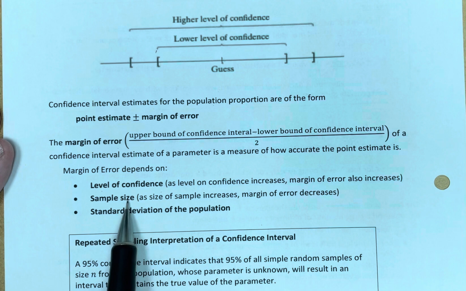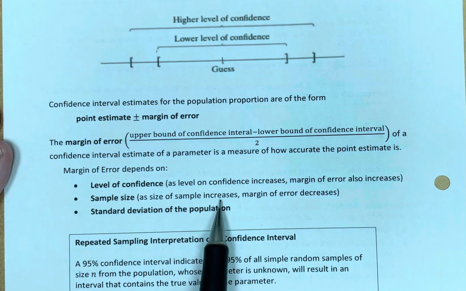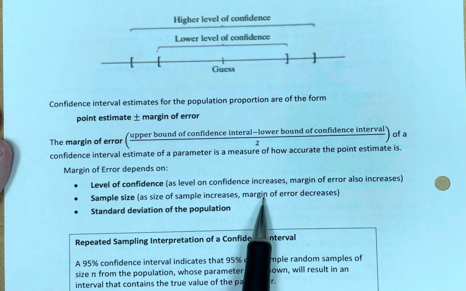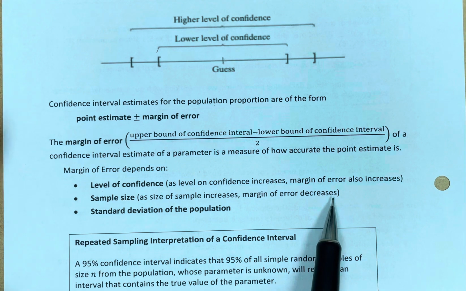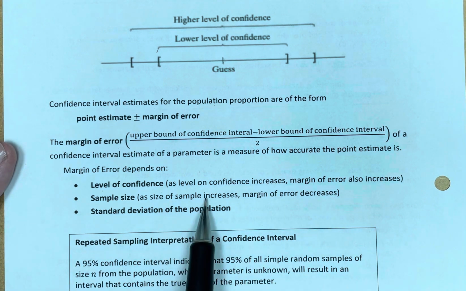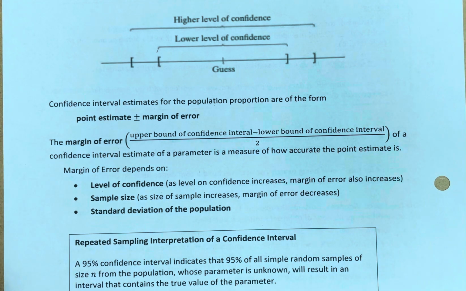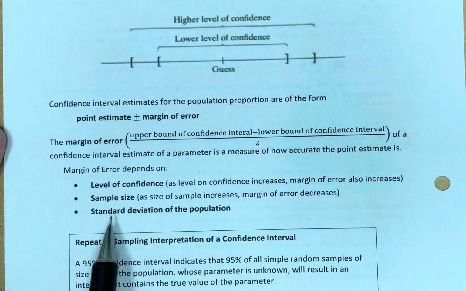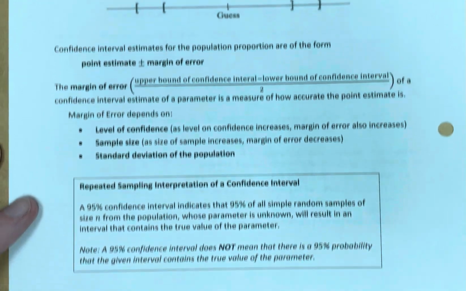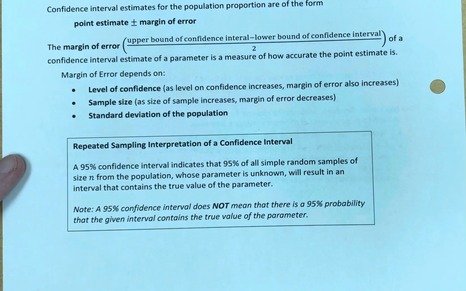It also depends on your sample size. If your sample size increases, your margin of error decreases. That makes sense. More and more people included in the survey, your margin of error is going to go down because you're including more and more people, okay? And it also depends upon the standard deviation of the population. Let's talk about what it says.